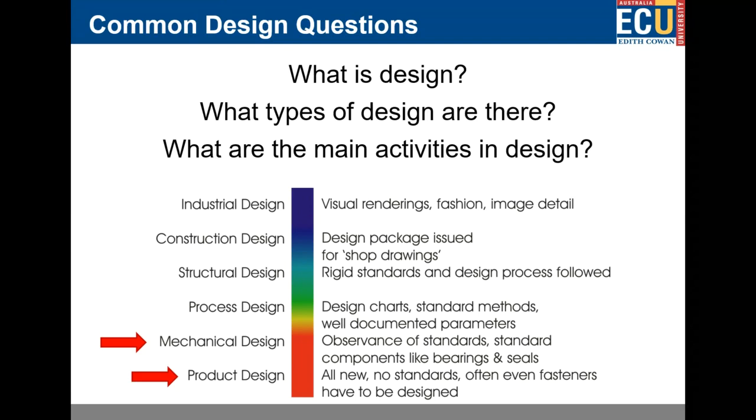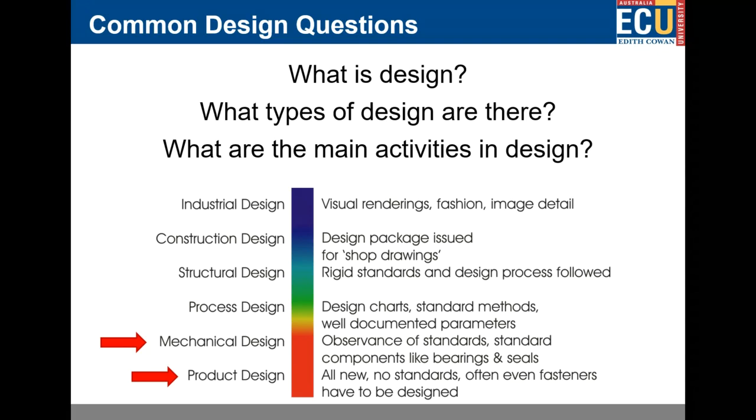So there's different forms of design that you may have heard of. There's industrial design, so this has lots of visual renders, more fashion related, image details, etc. There's construction design and structural design, so these are more civil related. Then there's process design, which is probably a little bit more relating to chemical engineering, and it actually applies to all engineering forms really. There's always lots of different processes which you're doing, even like manufacturing processes, for instance, that mechanical engineers will work with.